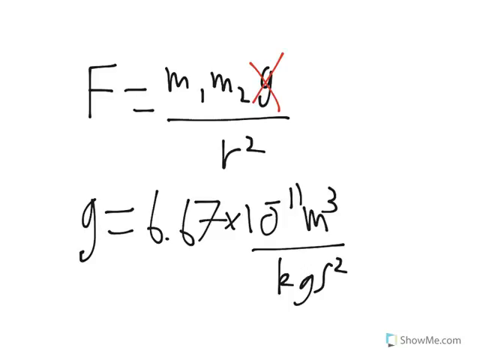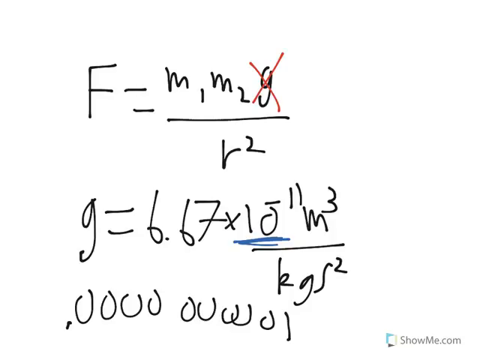6.67 times 10 to the negative 11th meters cubed per kilogram second squared. And the meters kilogram second squared part, that's just to get the units to line up right. But let's look at the 10 to the negative 11th part for a second. This is a really small number. That's a decimal point followed by 10 zeros followed by 1.